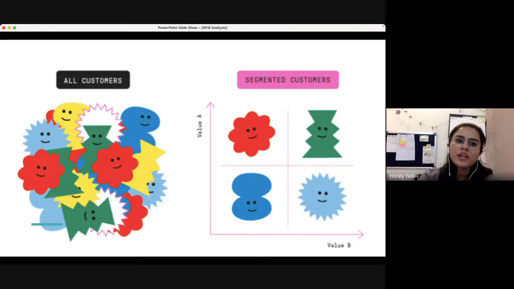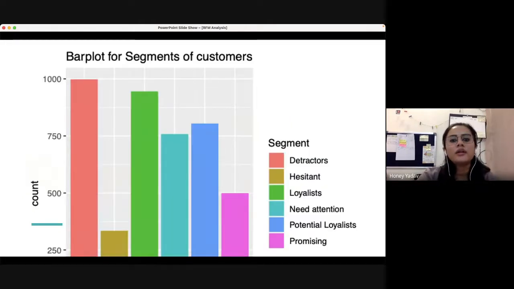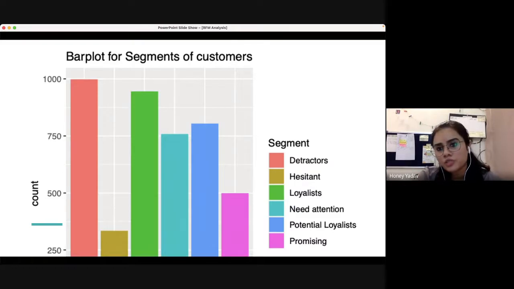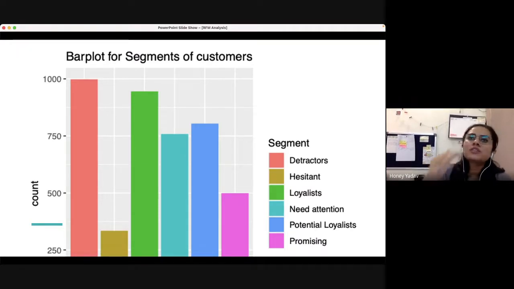So this is one application of the RFM analysis that we will perform today. And there are different terms that you can give. We are also able to segment our customers on the basis of whether they might be detractors, hesitant, loyal, need attention, potential loyalists, or promising. So this is the segmentation that you do. Your organization or your manager might need to know how many customers are potential loyalists.